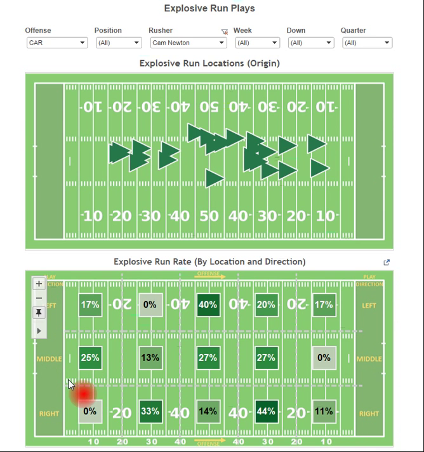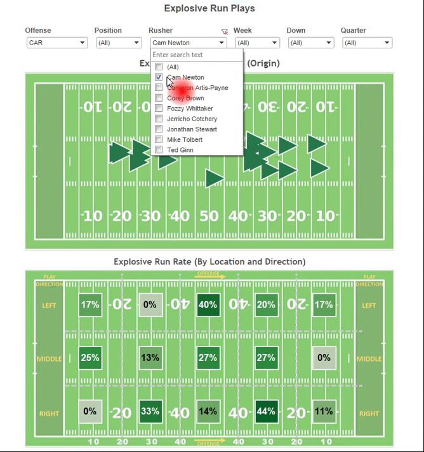So the offense is moving from this end zone to that end zone, and as they're moving that way, you can see where Cam Newton is breaking out to get these long runs. So most of the time when he's around midfield, he is running to the left. 40% of his total runs that he goes left gain 10 plus yards, whereas only 14% of the total runs where he runs right near midfield gain 10 plus yards.